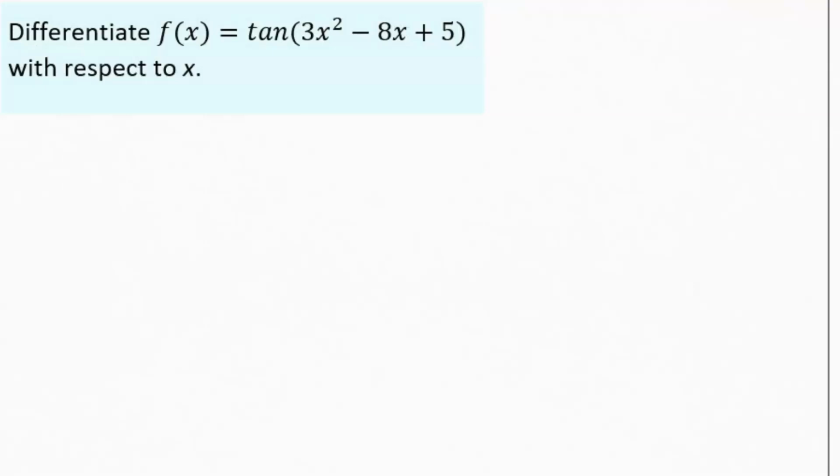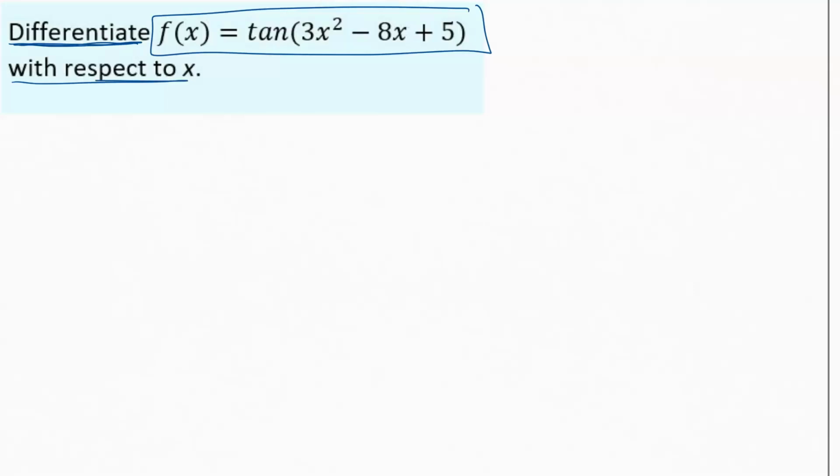This example is asking us to differentiate. Differentiate means just find the derivative of this given equation, and then they always kind of throw this little "with respect to x" in, which is just telling us that x is the variable that we care about. So nothing special there, just some more directions.